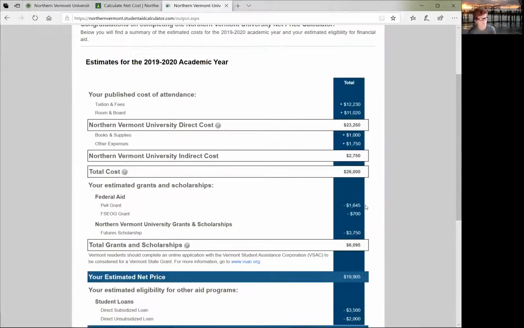Wow. Now, they're going to give me $1,645 in Pell Grant, which is from the federal government, $700 in SEOG, and they're going to give me $3,750 in scholarships from Northern Vermont University. So my total grants and scholarships are going to be $6,095. So the estimated net price here is $19,000.